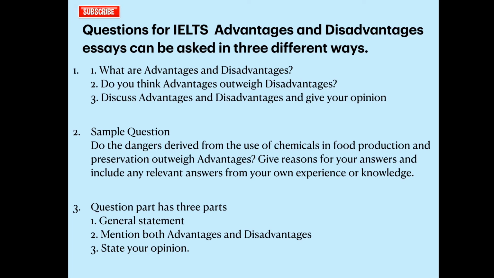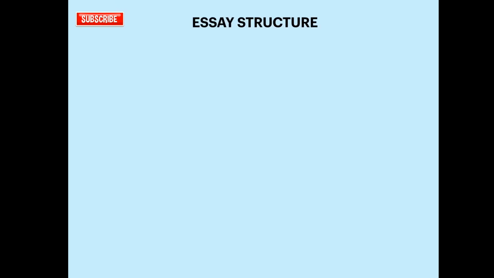Let us understand the question part. The question has three parts. The first part is the general statement. The second part is that we have to mention both advantages and disadvantages. And the third point is that we have to express our opinion. The general statement in the question is the use of chemicals in food production and preservation, whether it is advantageous or disadvantageous.